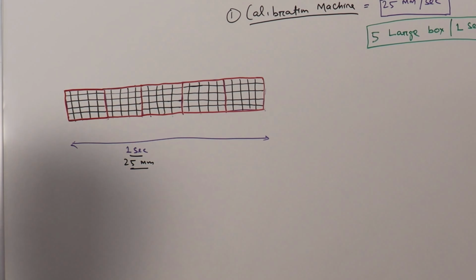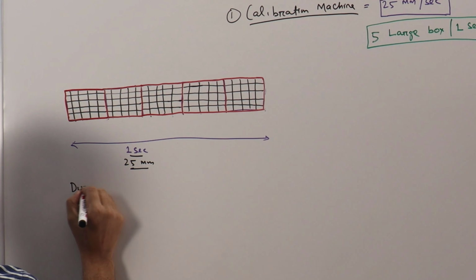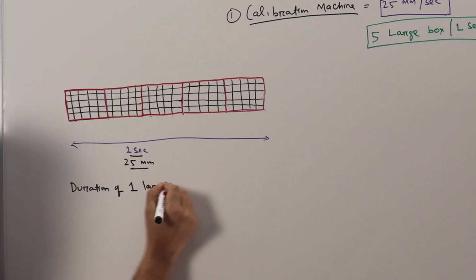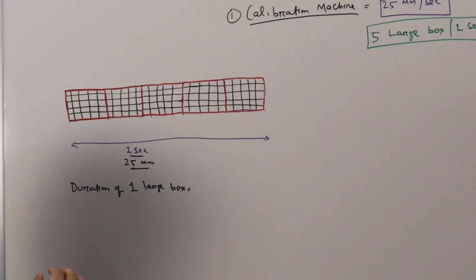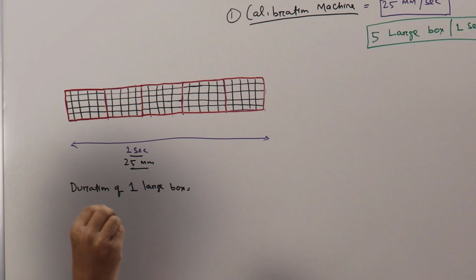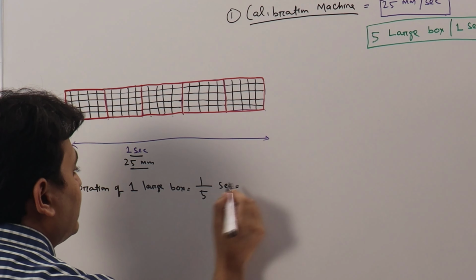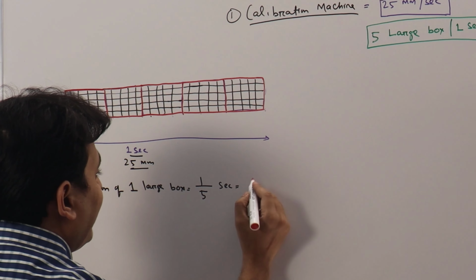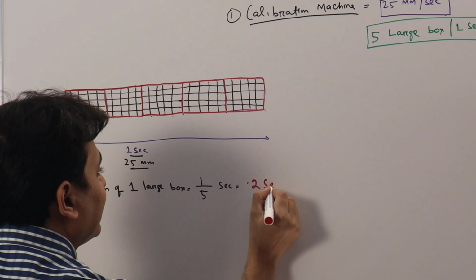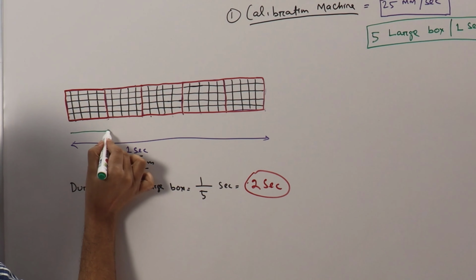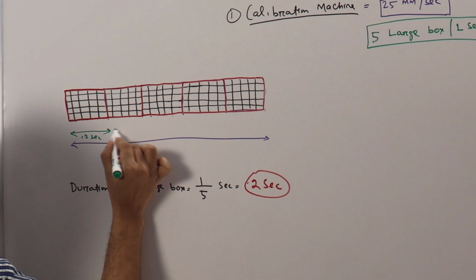Now if you calculate the duration of 1 large box: if 5 large boxes are traveled in 1 second, then 1 large box will be traveled in 1 by 5 second, that is equivalent to 0.2 second. This you should remember. So all these are 0.2 seconds.